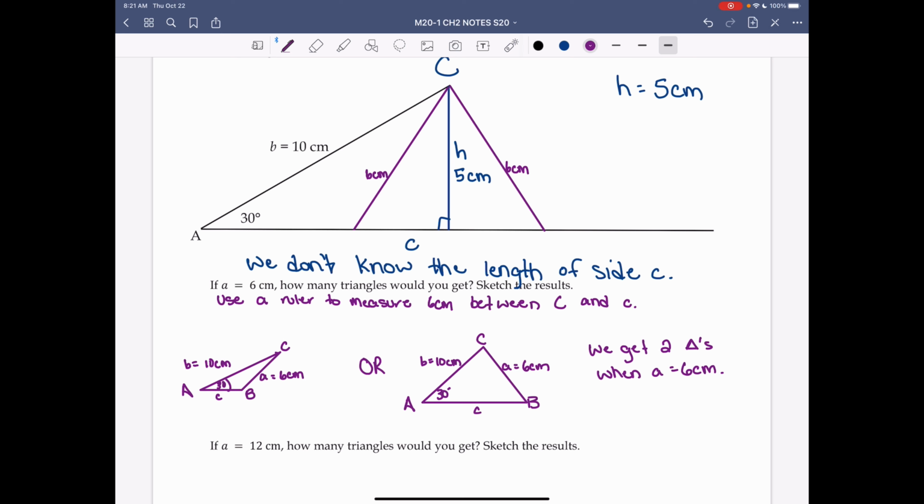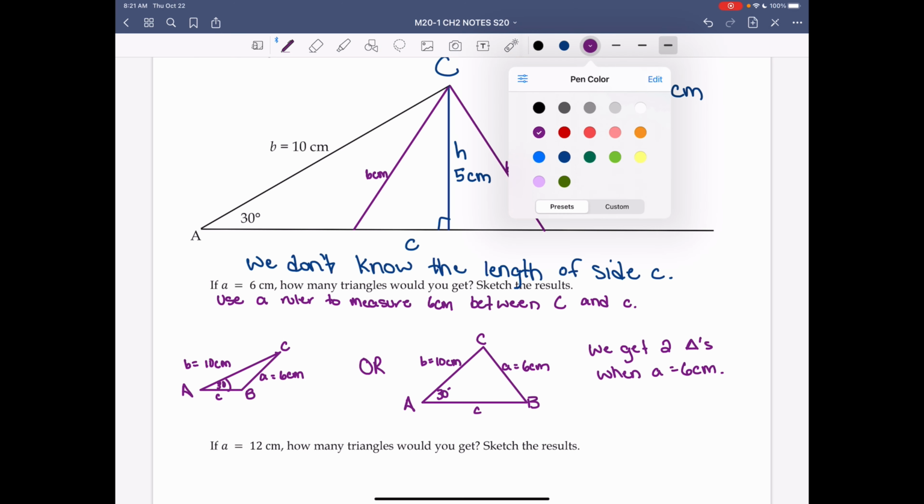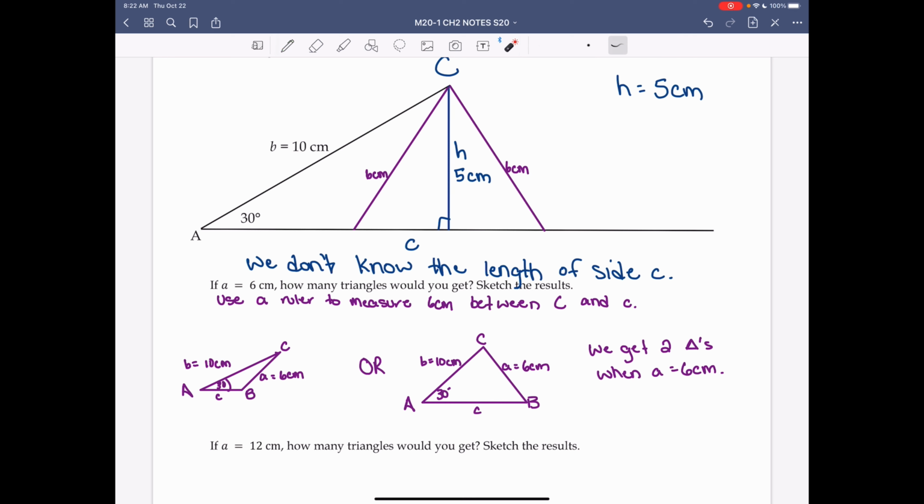The next situation, if A equals 12 centimeters, how many triangles would you get? Sketch the results. So if A equals 12 centimeters, do the same thing. Put 0 of your ruler at angle C, and then measure your ruler and swing it around until you can match up 12 with the bottom line. So here, if I put it this way, it's going to go off. You're not going to be able to match it up. It's just too big. Same with going down. It's going to go way off. The only way that you can get it to line up is if you go this way, and it's going to look something like this. Okay, it's going to line up with almost the end of that line. So something like this.